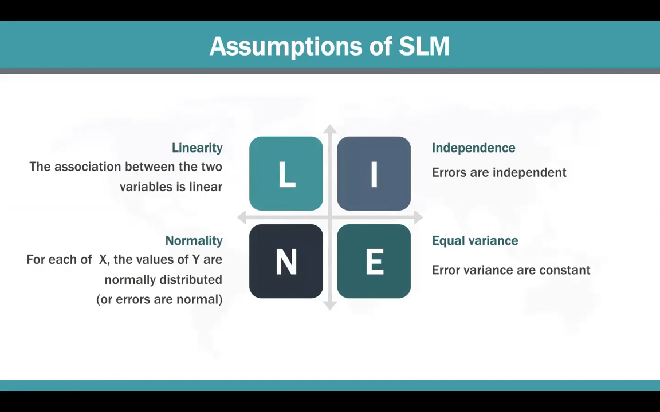Independence is the second assumption, and this means that the errors or residuals are independent. Normality is the third assumption, so for each value of x, the values of y are normally distributed, which also means that the errors are normally distributed. And the final assumption is equivariance. This means that the error variance is constant, so the variance around the regression line is approximately the same at each point along the line.